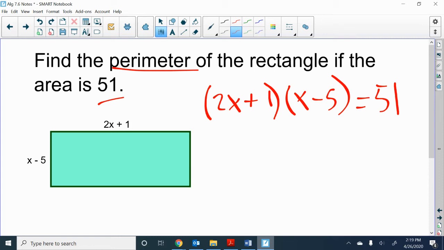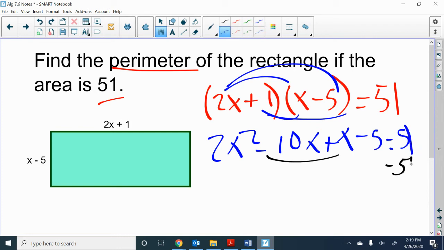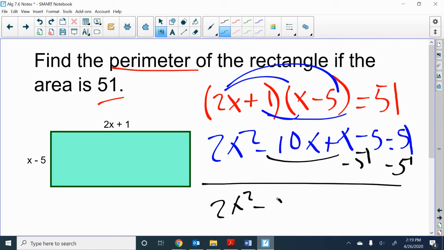But even if I didn't, even if it said just solve for x, make sure that the answers that you found work by plugging them back in, and we don't get any negative side lengths. Okay, so I have to FOIL this. I'm going to get 2x squared minus 10x plus x minus 5 is equal to 51. And now I'm going to combine outer and inner and overload all in one step. So I get 2x squared minus 9x minus 56 is equal to 0.